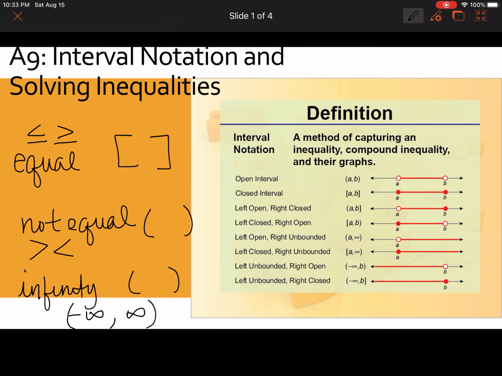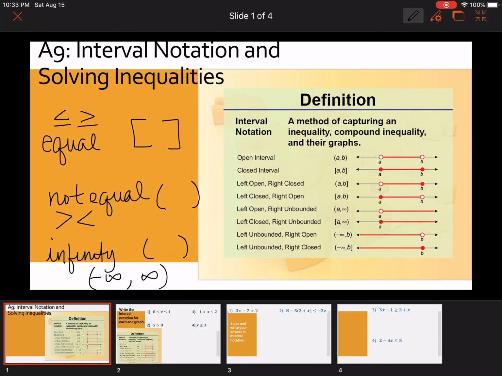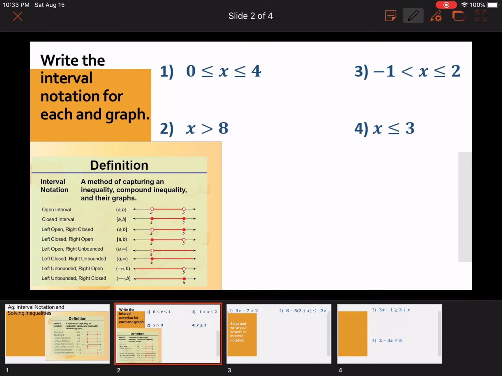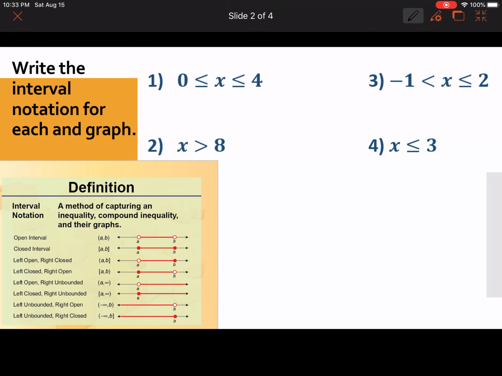Okay, so let's go ahead and get started. First, let's practice just writing some intervals. Question number 1 says that x is in between 0 and 4, greater than or equal to 0, but less than or equal to 4. If you're graphing it, it will look like a segment with 2 closed points on the ends. Because it's equal, we're going to put a bracket on the 0 and on the 4.